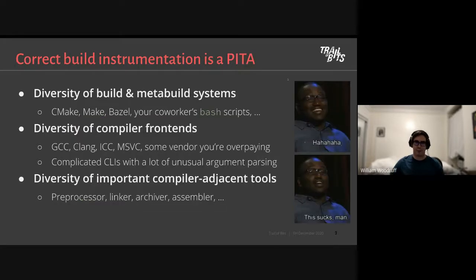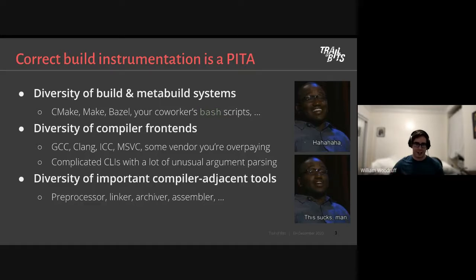However, unfortunately, correct build instrumentation is a massive pain. As anybody who's worked in C or C++ knows, there's a massive diversity of build and meta-build systems. On any given day, I work with all 4 of the ones that are listed below. On top of these build and meta-build systems, there's a diversity of compiler front ends that the actual build system can run under the hood. So you have GCC, Clang, Intel's compiler, MSVC, some terrible vendor compiler.